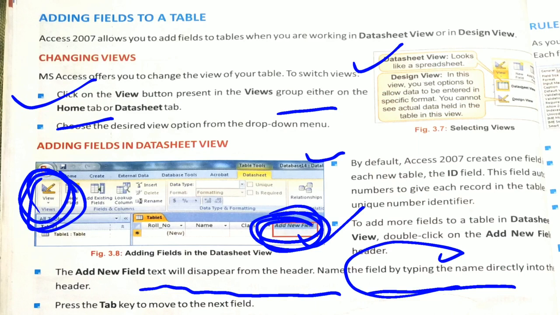Press the tab key to move to the next field. When the work is over and you want to move to the next field, you can simply press the tab key. In this way we perform operations in MS Access. In this way we create a blank database, and next we will create a database using a template.